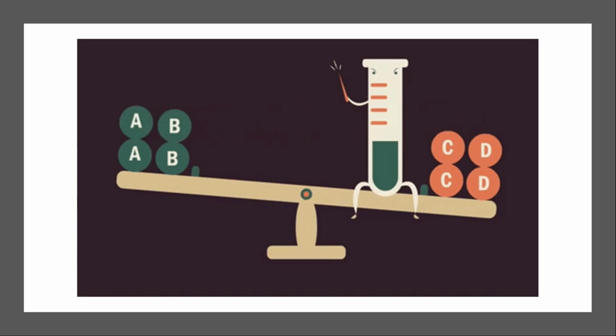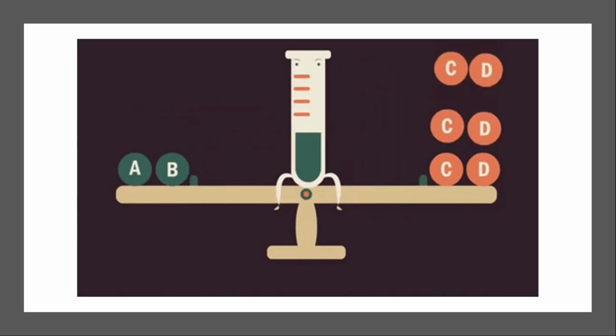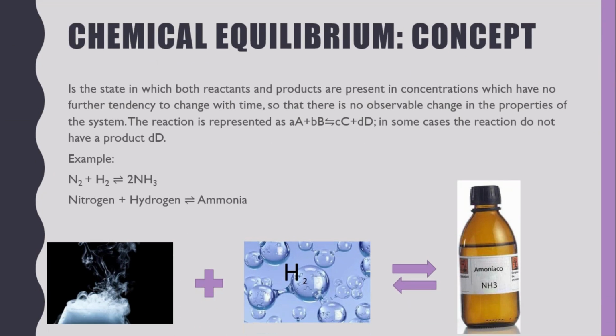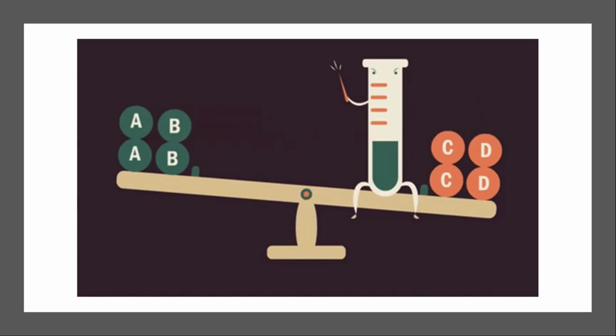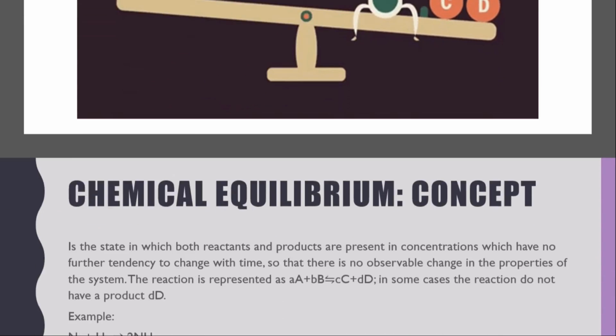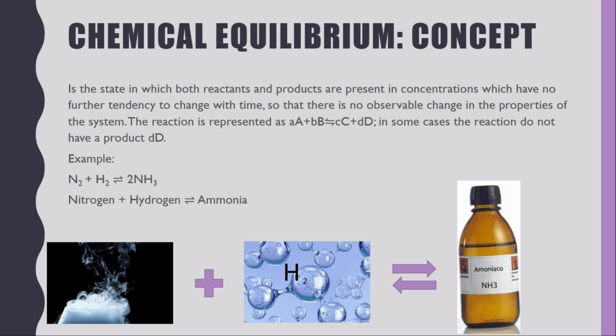In a chemical reaction, chemical equilibrium is the state in which both reactants and products are present in concentrations that have no further tendency to change with time, so that there is no observable change in the properties of the system. In a simpler explanation, we can say that it is a condition in the course of a reversible chemical reaction in which no net change in the amounts of reagents and products occurs.